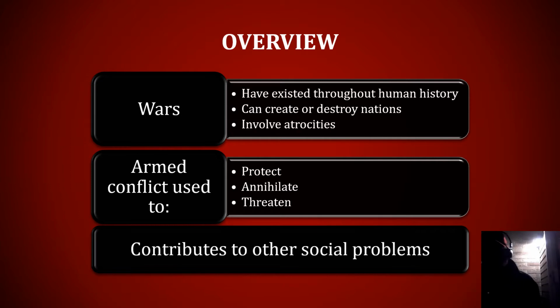Right, so there's a lot of different motives for engaging in this type of social behavior. It's weird to think of war as a social behavior, but it clearly is. All right, and it's linked to all kinds of other social problems. So let's take a peek.